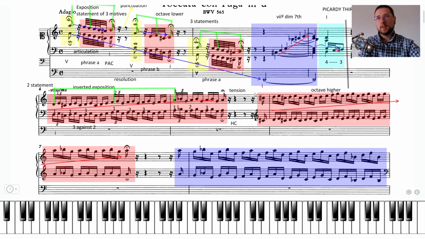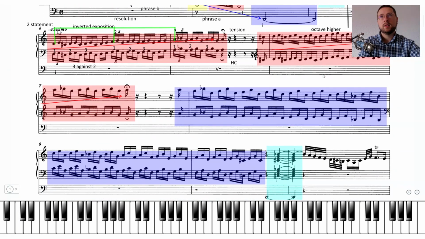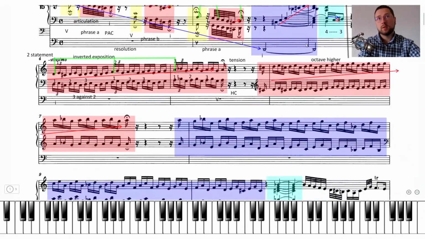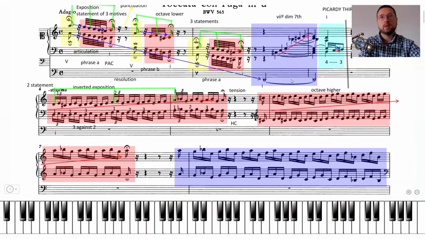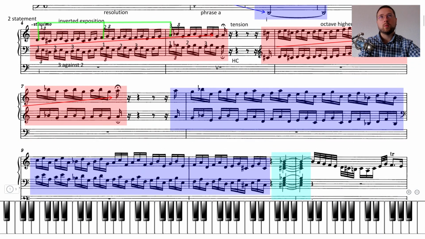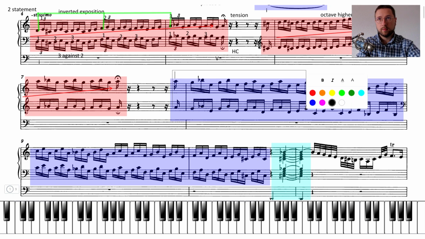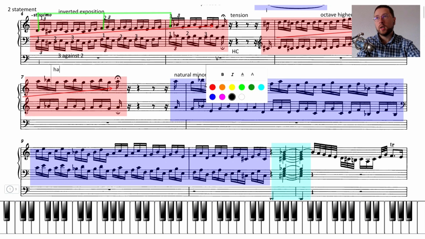So after we have this tension in the silence and the next tension, the next thing that we can see is the development of the blue motive, which makes sense because it's the arpeggios. But in this case, the arpeggios are developed in a quite unique way. So what Bach is doing in this descending scale is playing with the natural minor scale. Prior to that, we had the harmonic minor. These are 2 different scales.